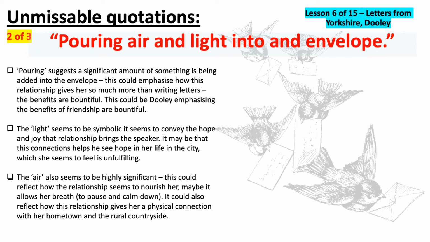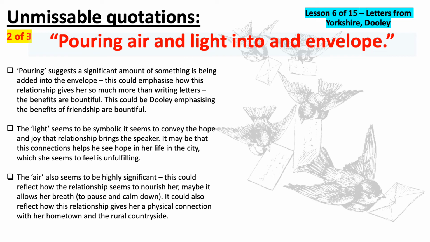Now of course the light seems to be symbolic. It seems to convey hope and joy that the relationship brings to the speaker. It may be that these connections that she has with this man in the countryside help her to see hope and help her to see light in her life in the city, which we know she seems to find to be unfulfilling.